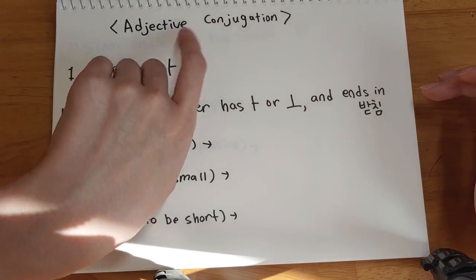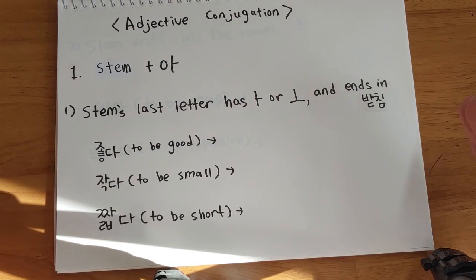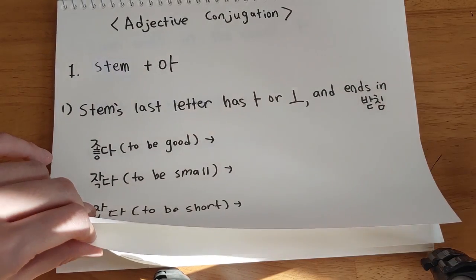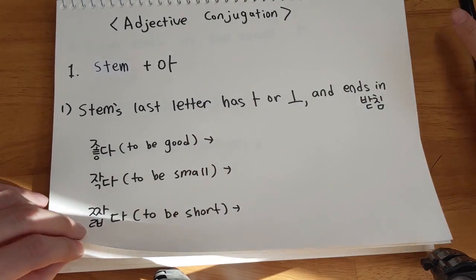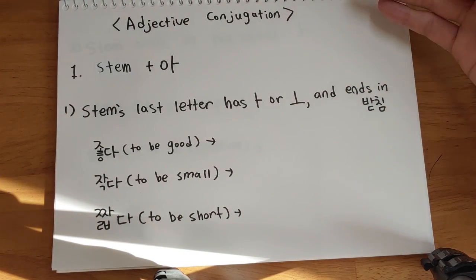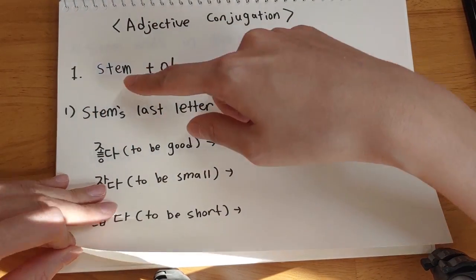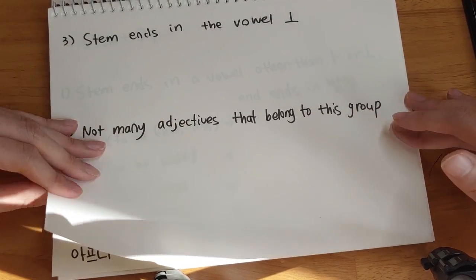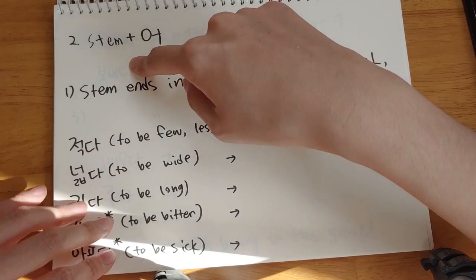So adjective conjugation rules are pretty much the same as verb conjugation rules, so it wouldn't be that difficult if you are already familiar with how verb conjugation works. But there are a few rules that are not the same, so we're gonna get into that. And I classified the conjugation rules in 5 groups. So this is the first group. You take out the stem and put 아, and these are all the subgroups of number 1.